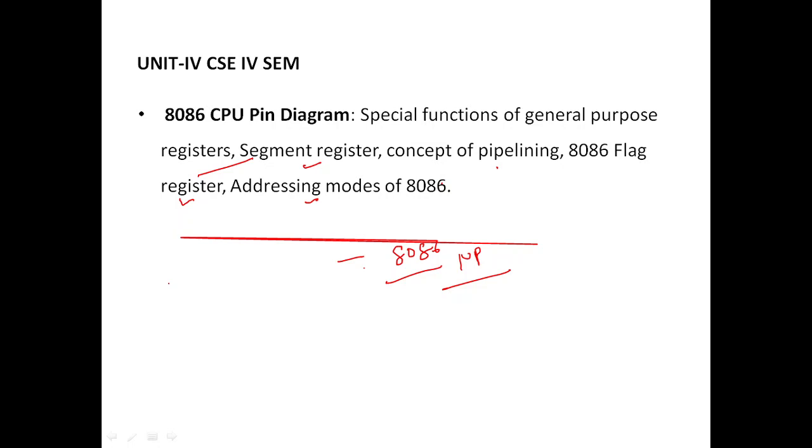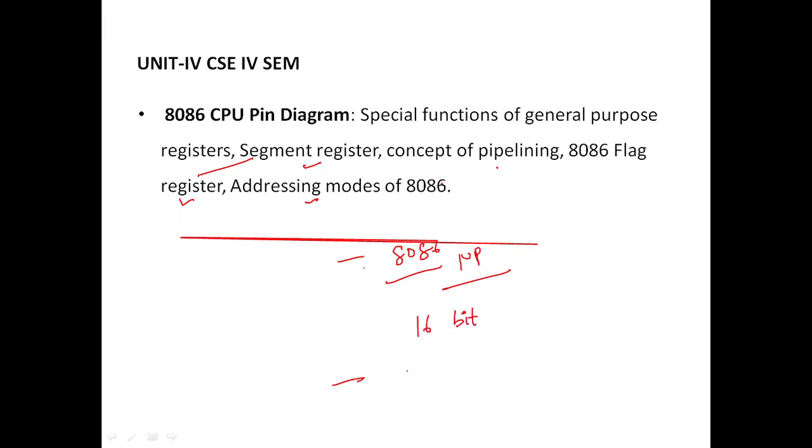So for segment registers, we will have different segment registers. We will have different general purpose registers. General purpose registers, in the sense that 8086 is a 16-bit processor. It is a 16-bit register.